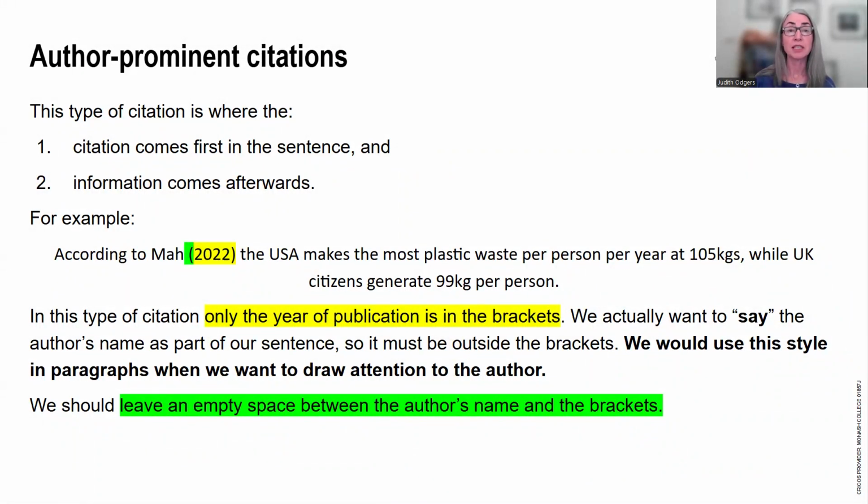In this type of citation, only the year of publication is in brackets. We actually want to say the author's name as part of our sentence, so it must be outside the brackets. We would use this style in paragraphs when we want to draw attention to the author. We should leave an empty space between the author's name and the brackets.